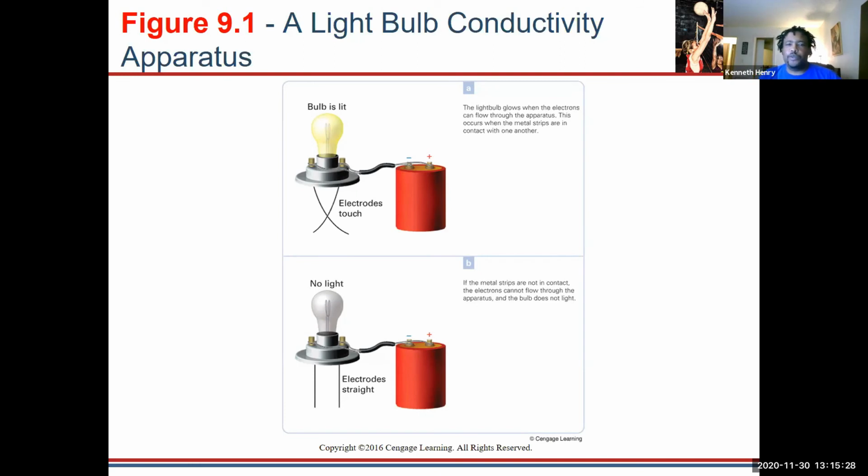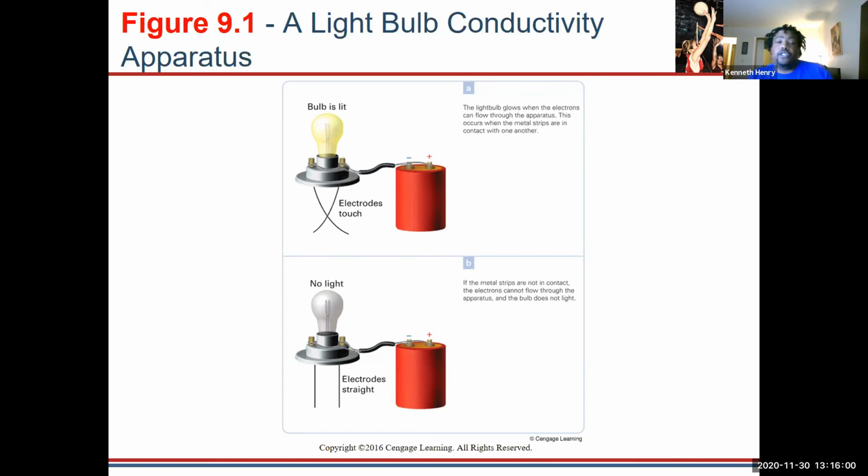Here's basically a little rig that you can establish. We have this battery, and the battery is going to be transferring electrons or electricity to the bulb. Now, if the lines of these electrodes are crossed or touching, then you're able to get electricity flowing through and the bulb will light up. If the lines aren't touching, there's no transfer of electrons between them, then it's going to be dark.